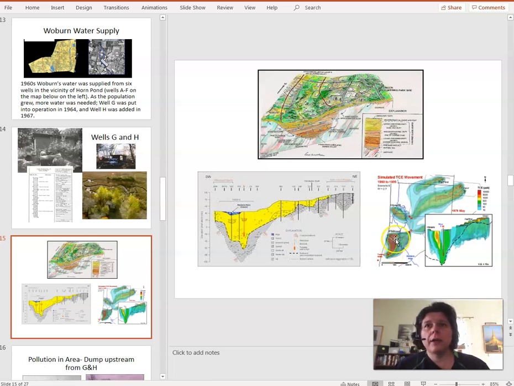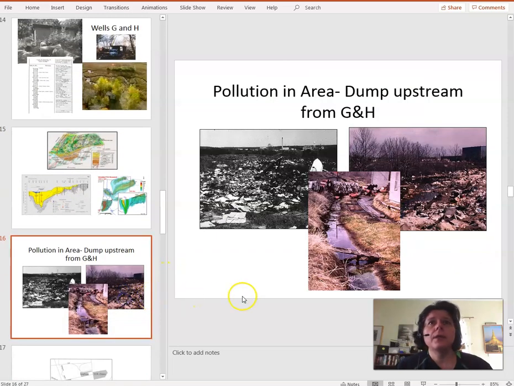But you can see these brighter colors are really high concentrations. That's 10,000 parts per million of TCE, just going right into, I can't read it right now. Well, we'll see it in a second. Getting straight right to these wells, and you can see how wells G and H, when they get turned on, just suck all of this pollution right to them, and then this gets sucked right into the people's homes. So polluting was done in the area.